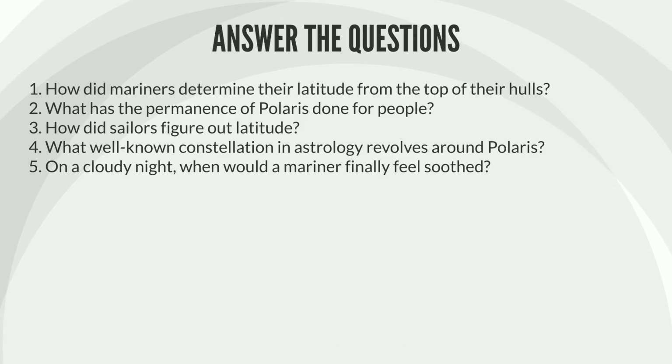3. How did sailors figure out latitude? 4. What well-known constellation in astrology revolves around Polaris? 5. On a cloudy night, when would a mariner finally feel soothed?